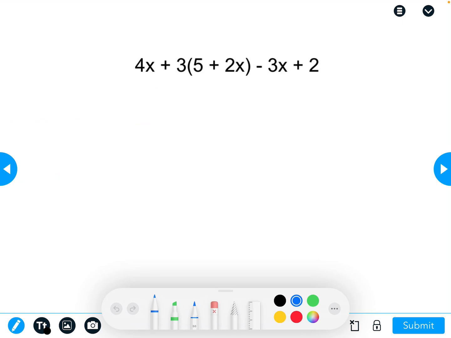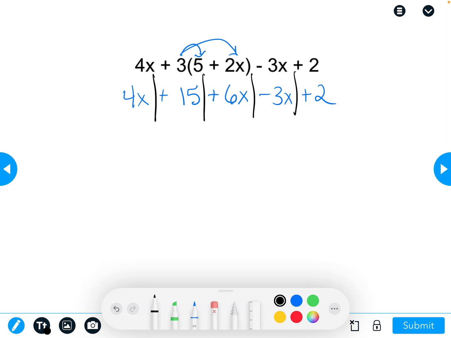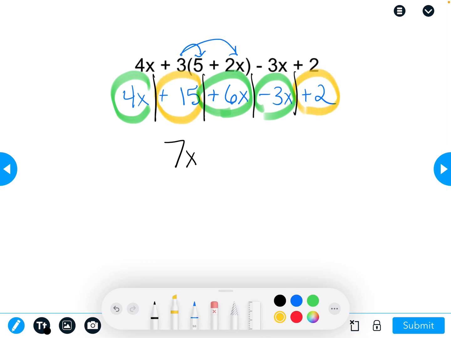Let's try another example. I'm going to distribute first. And I get 15 plus 6x. Copy down the rest of the terms. Separate the terms before the adding or subtracting symbols. And now look for like terms. I have a 4x plus a 6x make 10x. Minus 3x makes 7x. And then we have a 15 as a constant plus 2 makes 17.